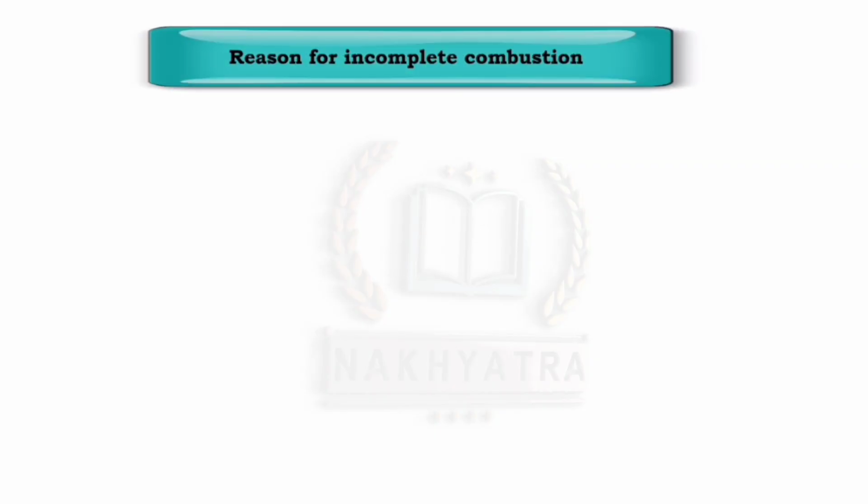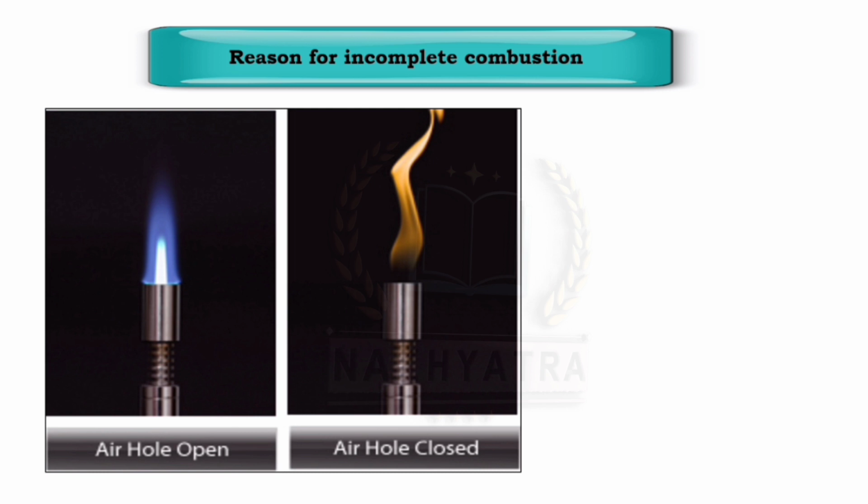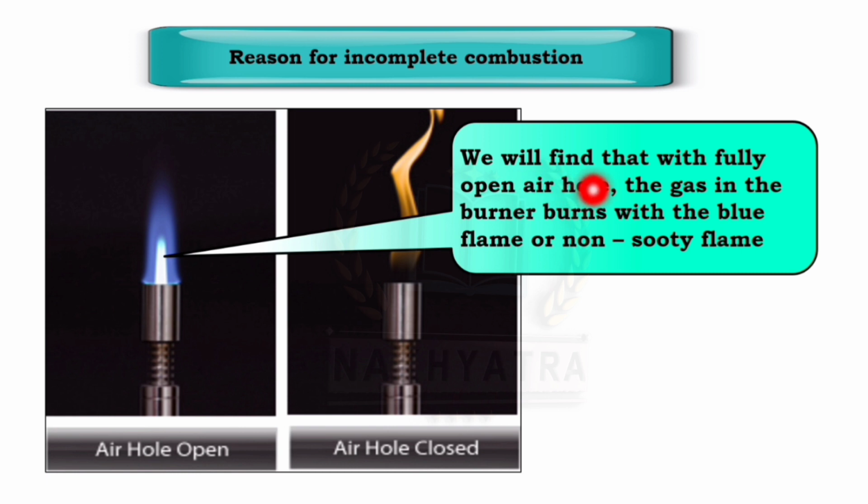Now the reason for incomplete combustion. So you can see here this saturated hydrocarbon has the air hole open, and in case of unsaturated hydrocarbon the air hole is closed. So we will find that with a fully open air hole, the gas in the burner burns with the blue flame or non-sooty flame. So this is the reason why the burner burns with the blue flame or non-sooty flame, because with a fully open air hole, the gas in the burner burns with a blue flame.